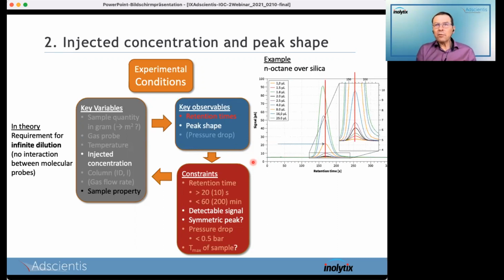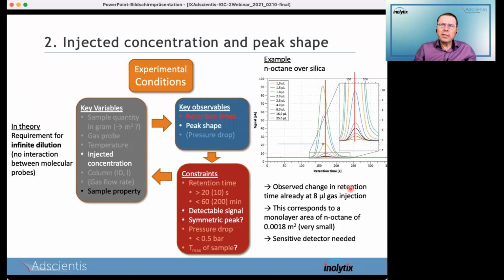Here is an example of different N-octane concentrations over silica. And you see here the different quantities of vapor injection we use, from 1 microliter to 25 microliter. These are the smallest injection volumes, and these are the larger injection volumes. And what you see is that already at 8 microliter, that's marked with a blue arrow, there is a kind of change in the retention time. And that's something you really should not want.